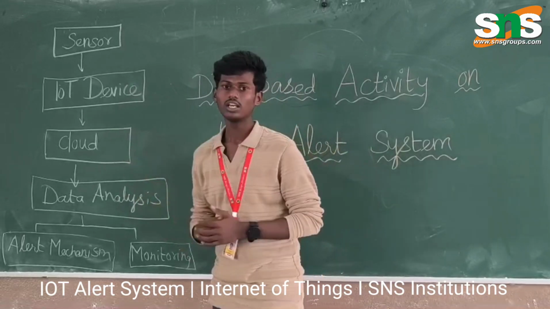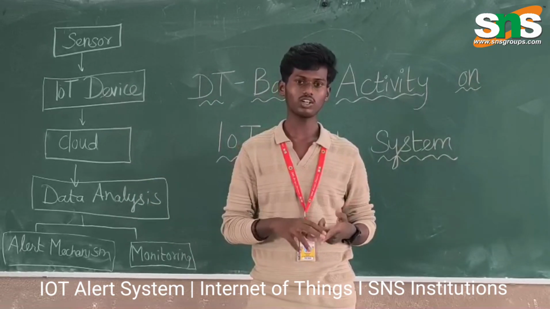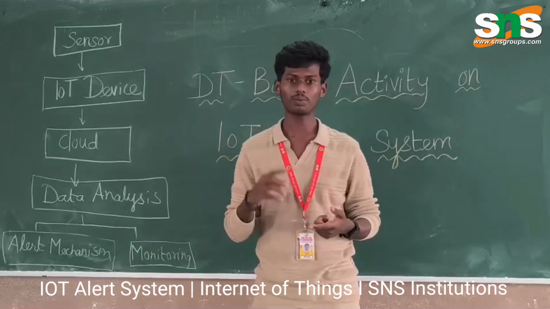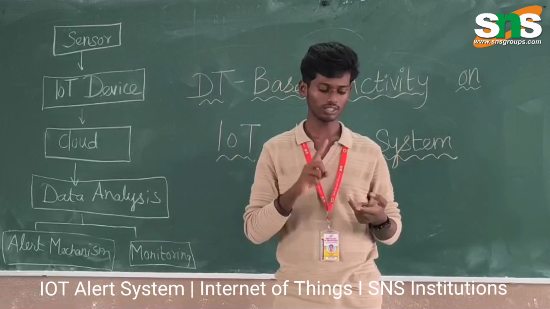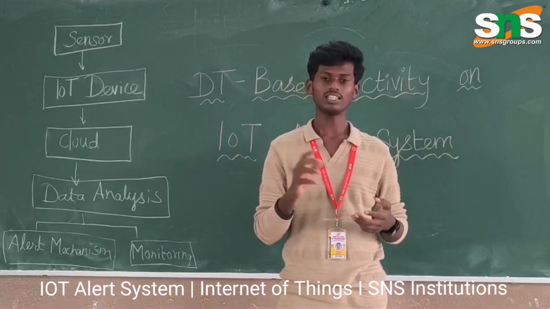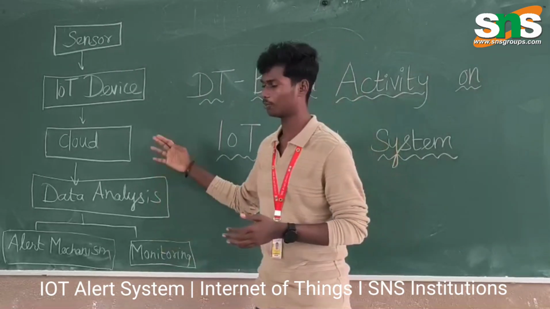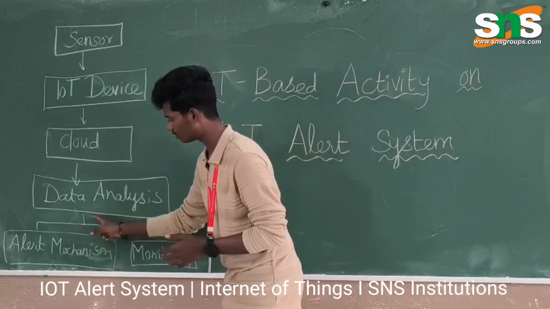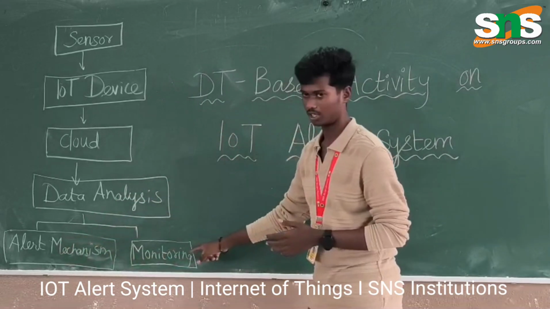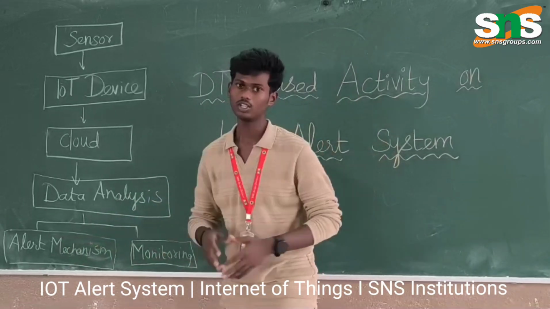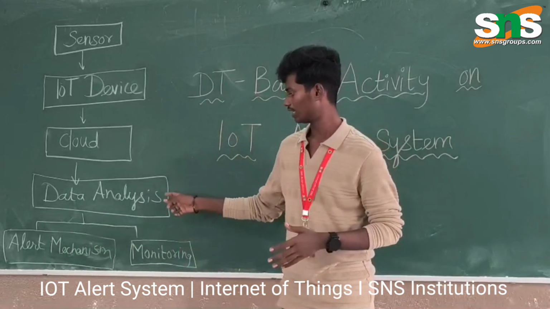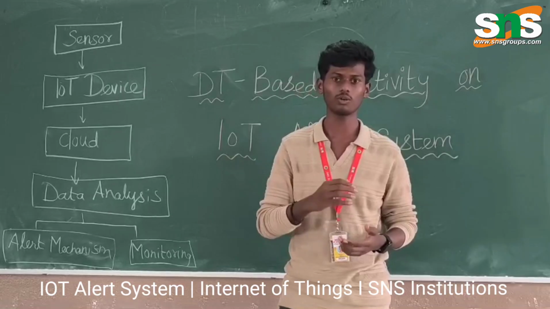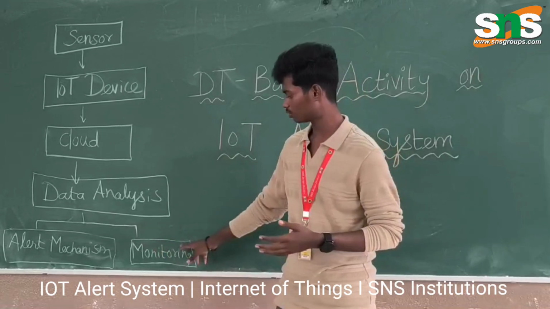Next is the cloud. In the cloud storage, every piece of data is first analyzed because they have to check the levels of temperature, carbon dioxide and everything, and they will trigger a message if the levels are exceeded. Next, from the data analysis, we will go to alert mechanism and monitoring. First, let's talk about monitoring. Monitoring continuously watches the data, whether the values are increasing, decreasing or remaining stable, and shows it through graphs.